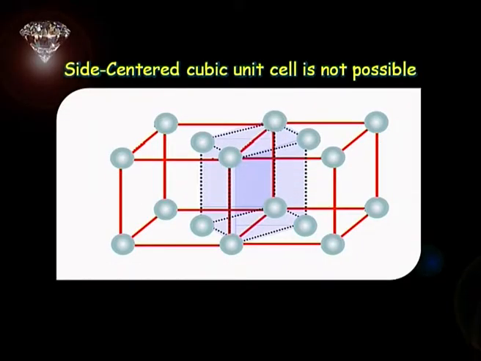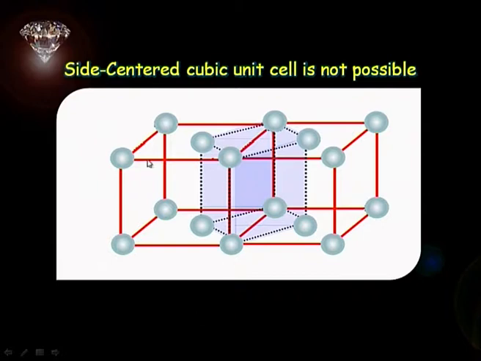Now, you may ask a question: when we said that orthorhombic has all 4 possibilities, whereas for cubic there are only 3 possibilities, why so? Can we not have a side centered cubic cell? Let us see. Suppose we think of a C centered cubic cell. So, this is one cubic unit here, and a cubic unit here. This is C-centered, and so is this one.